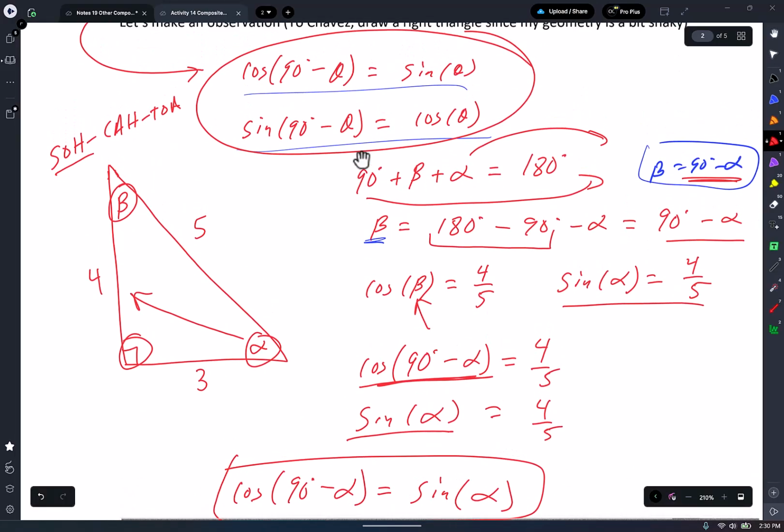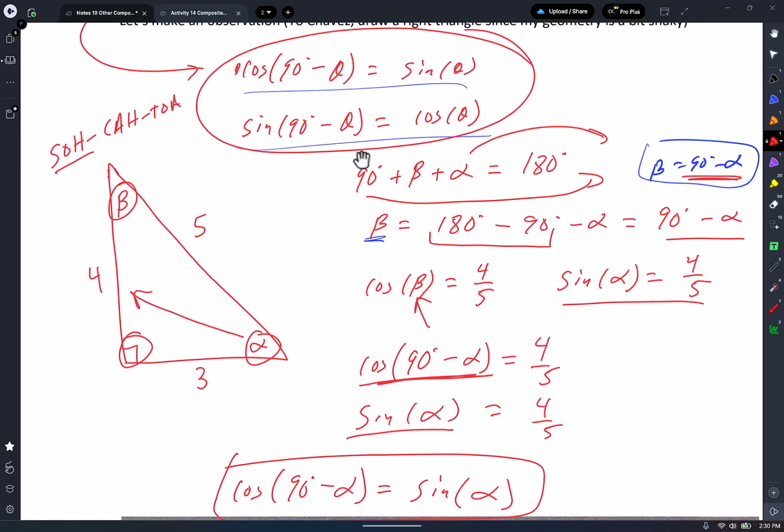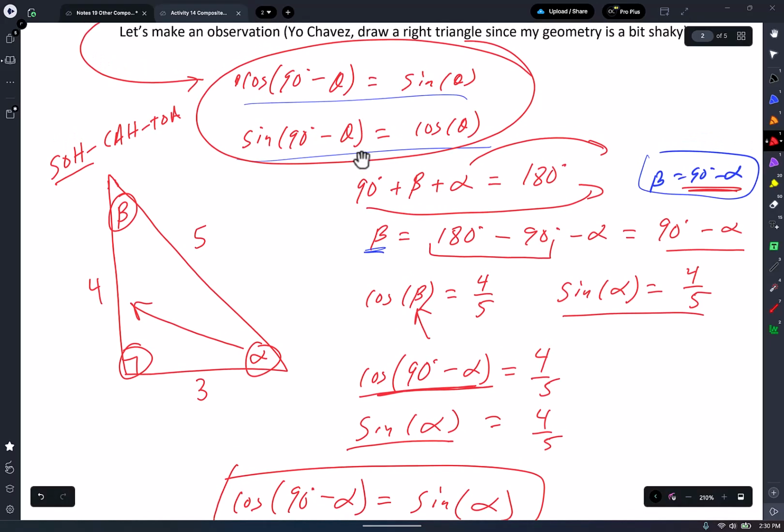See, I'm trying this one right here. Cosine of 90 minus alpha equals sine alpha. Replace the alpha with a theta: cosine of 90 minus theta equals sine theta. Cool, right? Okay, so now we got this on lock.